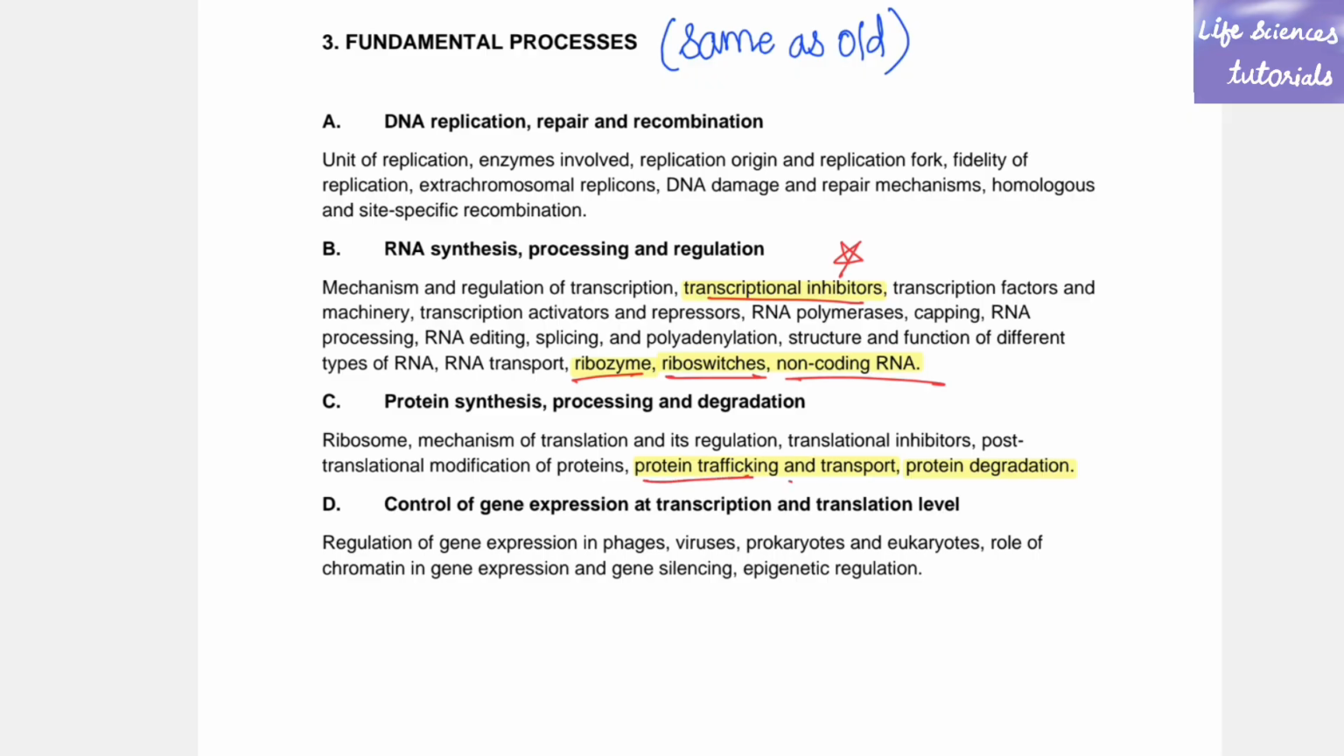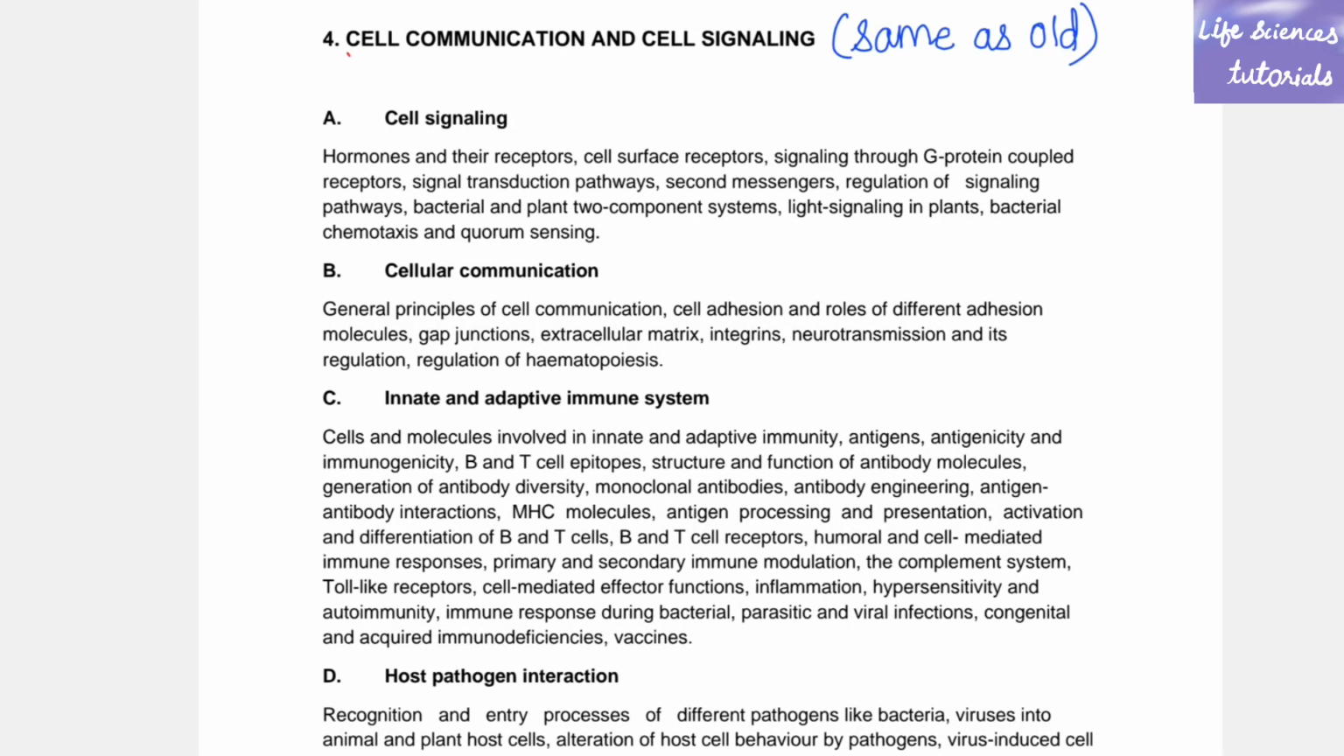Next, protein trafficking and transport, protein degradation. Now we used to study this usually with some other allied topics, but it was not clearly mentioned, and now it's mentioned. So this unit is basically pretty much the same, only certain things are specified in a more elaborate manner. Next, we have cell communication and cell signaling.